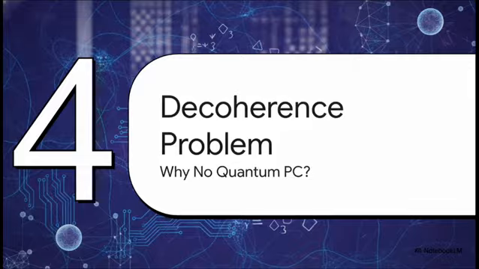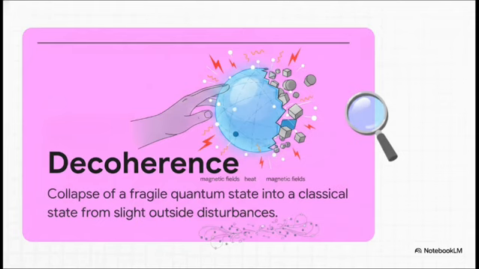Which naturally leads us to Section 4, the decoherence problem. Why don't we all have one? If the math for things like Shor's algorithm works perfectly on paper, we really have to ask the obvious question. Why isn't every tech company finished building these machines? Why don't we all have one sitting on our desks? Well, the answer is that the main bottleneck isn't software, it's physics. Meet the primary engineering villain of our explainer today, decoherence.